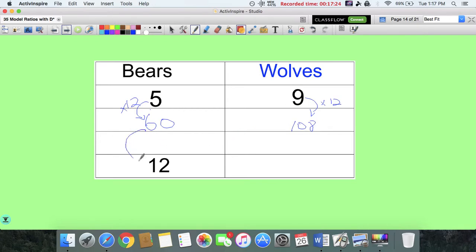Now, let's reduce that. What happens when there's 12 bears? I can divide that by 5. I divide this by 5, and 108 divided by 5 is, I have no idea, 21.6 wolves. Well, the actual answer should be 22, because you can't have 21 wolves, you can have 0.6 of a wolf, but number-wise, that's your answer, 21.6. Okay.